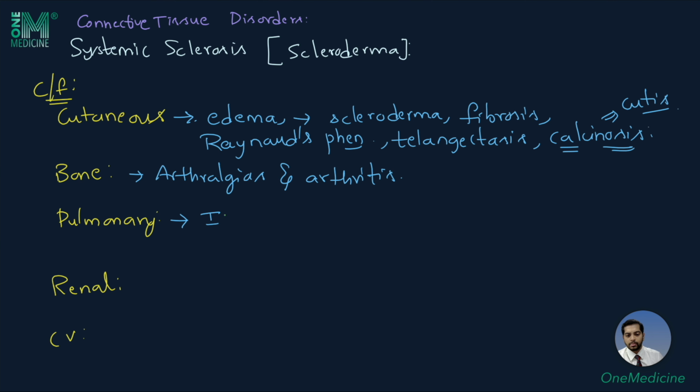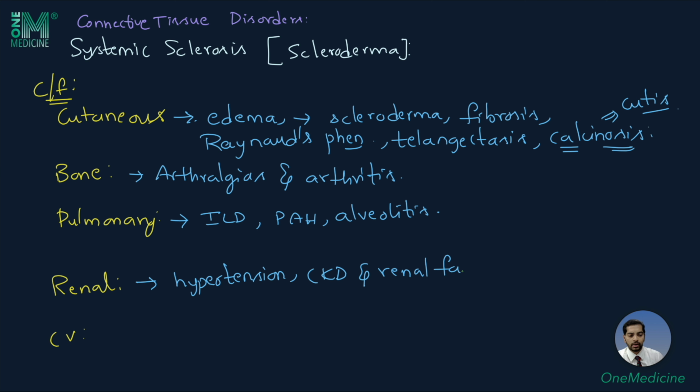Pulmonary manifestations can be interstitial lung disease, pulmonary arterial hypertension. Patients can also have alveolitis. Renal involvement may lead to hypertension, and patients can have chronic kidney disease and renal failure as well. Cardiovascular include conduction abnormalities. Patients can also have peri or myocarditis and cardiomyopathy.